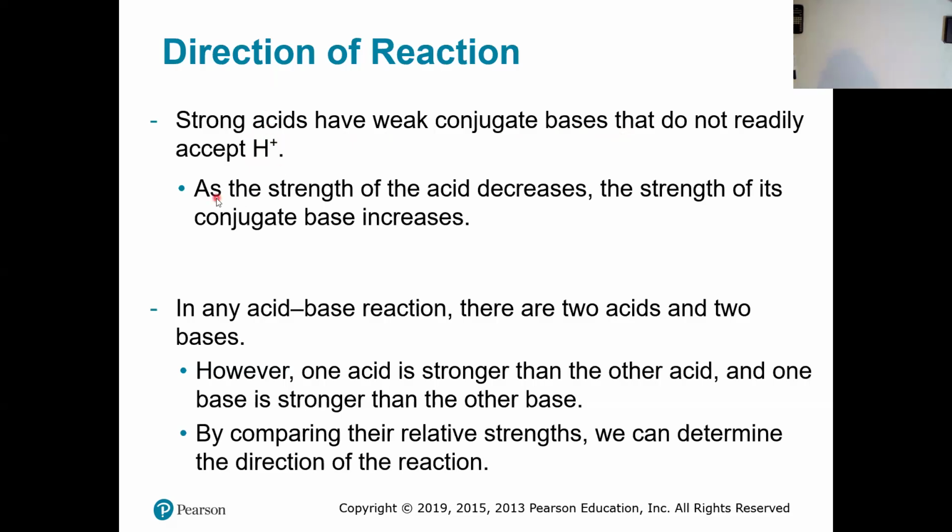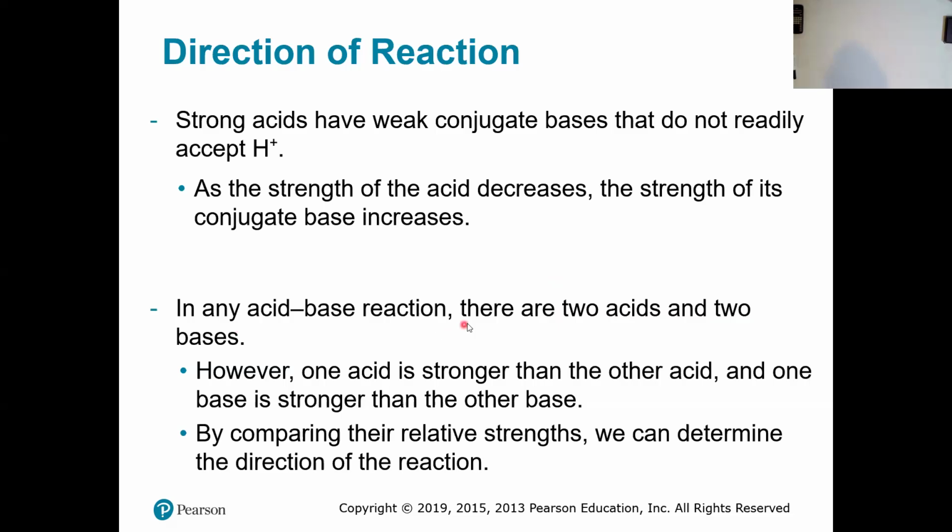We're going to see that there's going to be a relationship between the strength of your acid and the strength of a conjugate base that it forms. As your acid strength decreases, so as your acid gets weaker and weaker, that acid's conjugate base will get stronger and stronger. And the opposite is true too. When you have a base that's very strong, its conjugate acid will be very weak. But as your base gets weaker, its conjugate acid gets stronger and stronger.